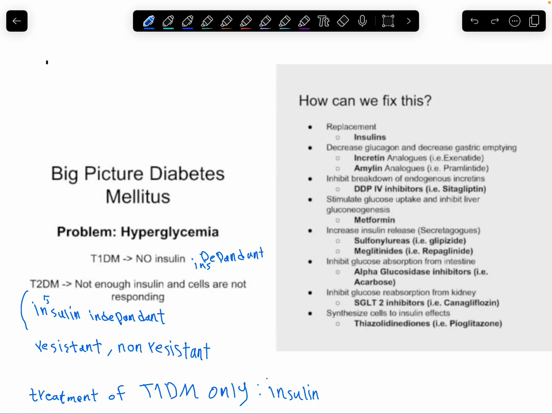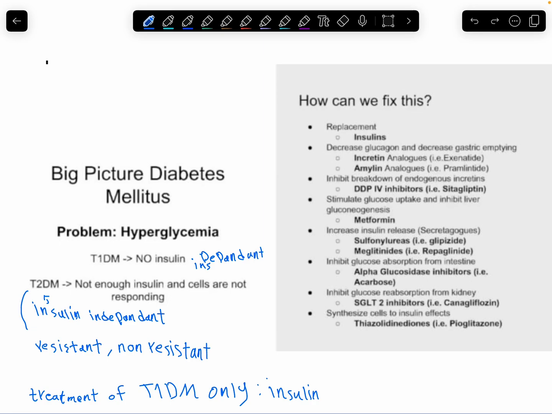But we don't want glucose. So these drugs will suppress glucagon. Why? Because when glucagon is stimulating, it tries to keep our blood glucose level up. Why? Because the body needs it, and it will send a message to the liver to send it. First one. Second, decrease gastric emptying.